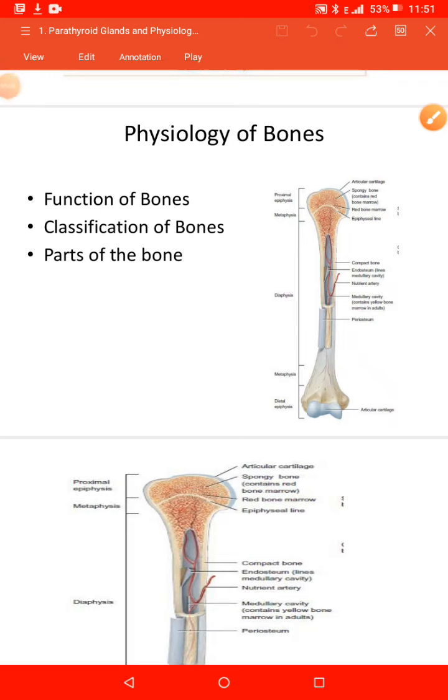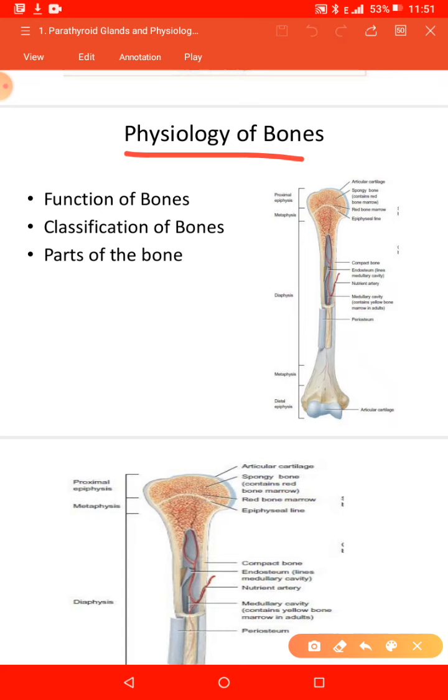Okay, so we've been looking at parathyroid glands and the physiology of bones. So let's actually look at the physiology of bones. The bone, or the osseous tissue, is specialized, rigid connective tissue that forms the skeleton. It has what we call the intercellular matrix of ground substance. Mainly the bone is made up of collagen, and this collagen is strengthened by the deposition of mineral salts such as calcium phosphates and calcium carbonate.